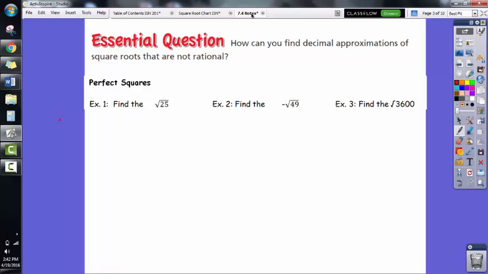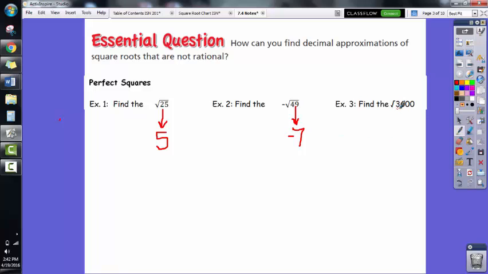Okay, for the first few examples here, we have to find the square root of 25. Well, you know that's a perfect square because 5 times 5 is 25. Pretty simple for these. Square root of 49. You know 7 times 7 is 49. Now, there's a negative out front, so you have to put the negative in at the end.